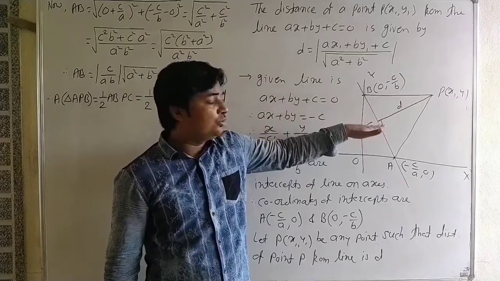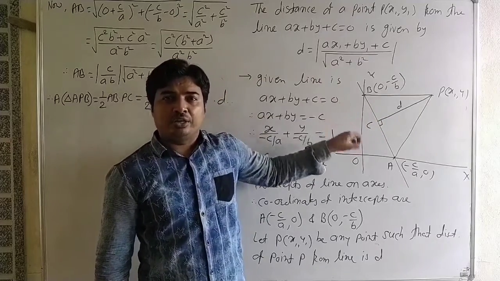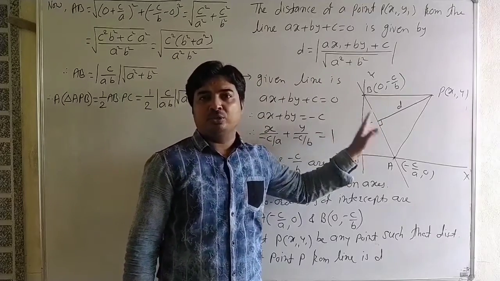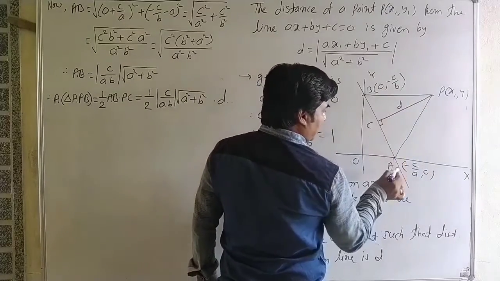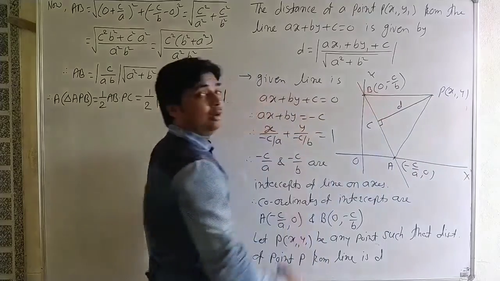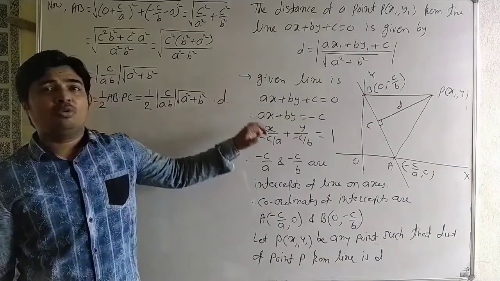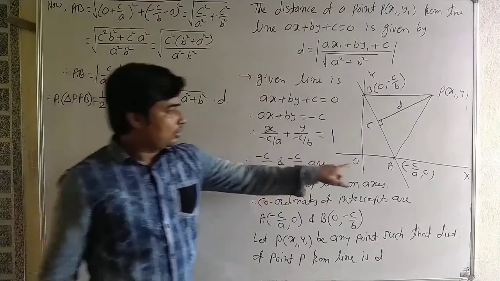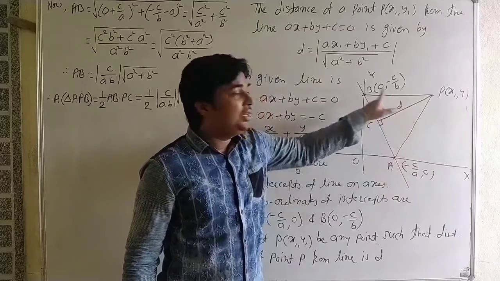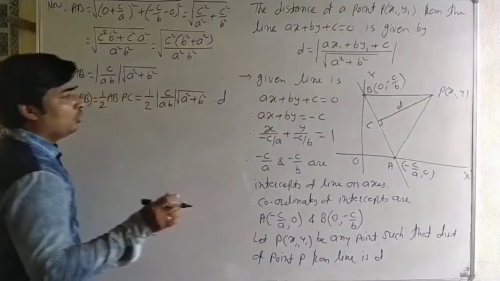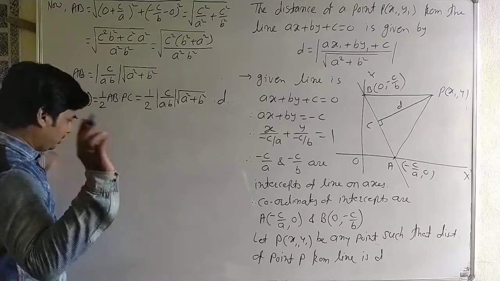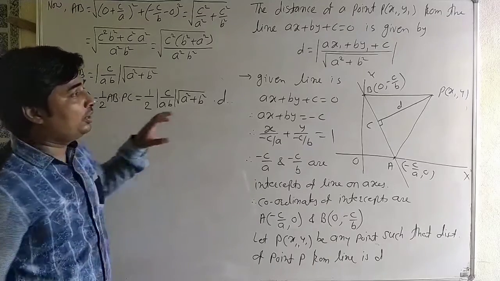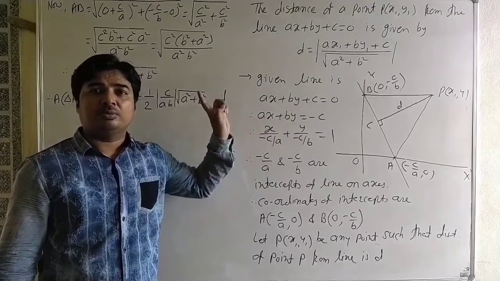Okay, here we used base into height, area of triangle 1/2 base into height. Now here all three vertices of the triangle are given. A, P and B are the vertices of a triangle. Okay, now we find the area of the triangle using the vertices of the triangle. Here we know the formula of area of triangle we see in the chapter determinant.